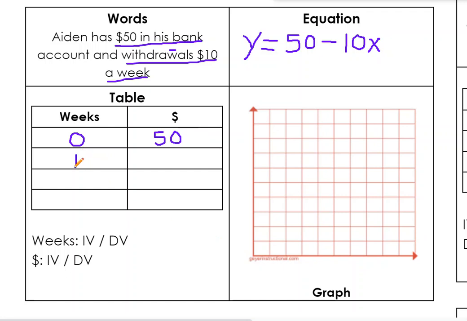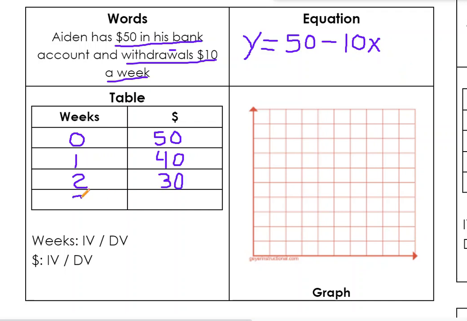Let's see, at 1 week, how much would I have left? Well, in 1 week, I would plug that into here, right? 10 times 1 would be 10. 50 minus 10 would be 40. How much would he have after 2 weeks? Let's plug it in and see. If I plug 2 in for x, 10 times 2 would be 20. 50 minus 20 would be 30.